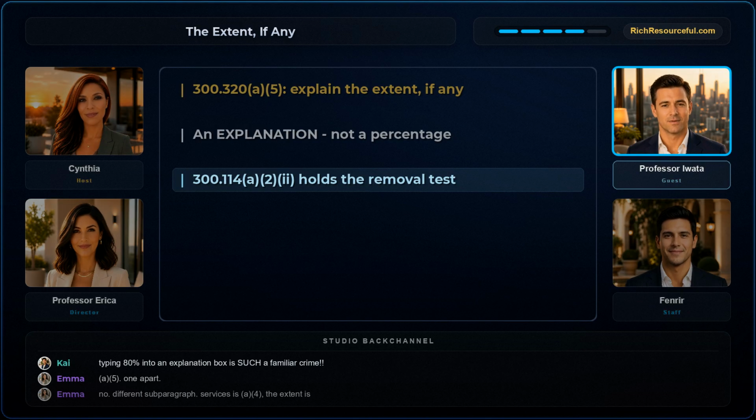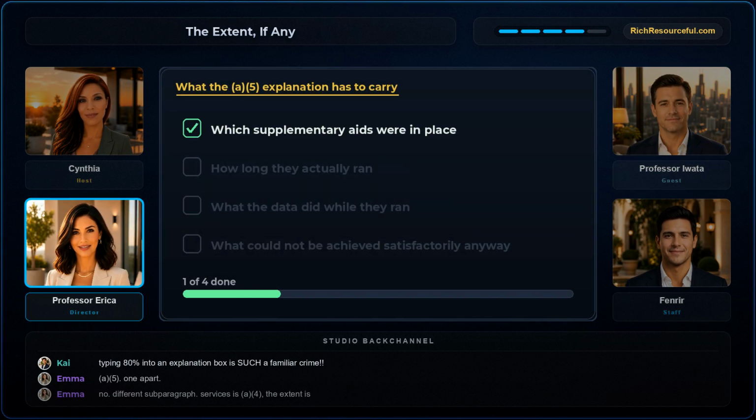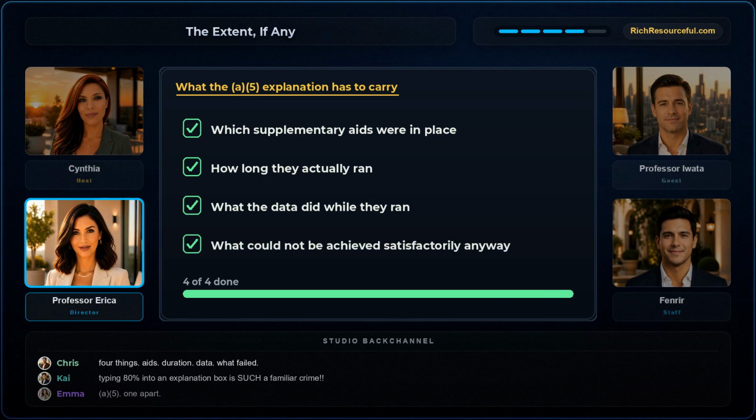It turns on nature or severity and on whether the regular class with supplementary aids running could get the job done satisfactorily. Fenrir, this is the part people get wrong. Take a composite. Marcus, a 7th grader with a specific learning disability in reading, decoding somewhere around a 3rd grade level. The team wants him out of English for part of the day. The explanation carries 4 things, and not one is his diagnosis. Which supplementary aids were in place, audio text, a scribe, extended time, how long they ran, what the data did, and what could not be achieved satisfactorily in that room even with them.